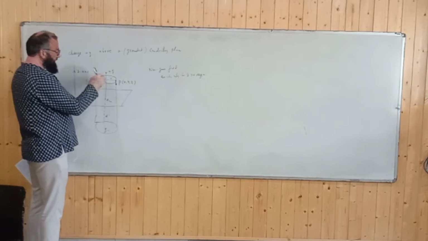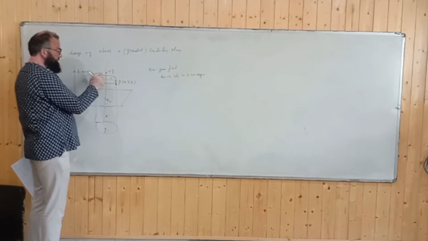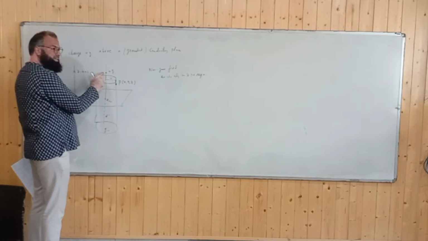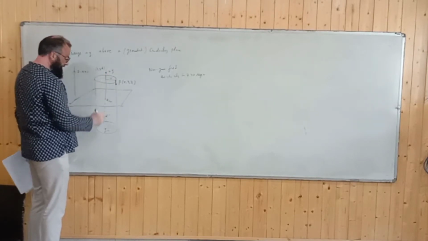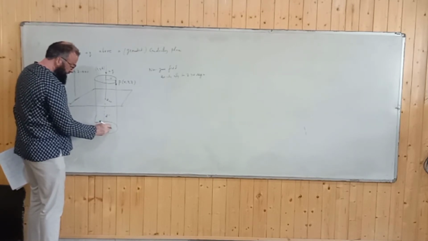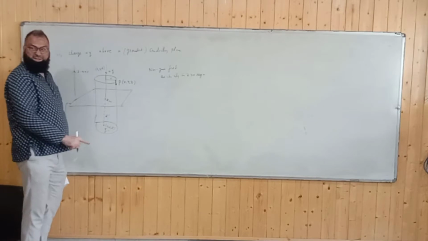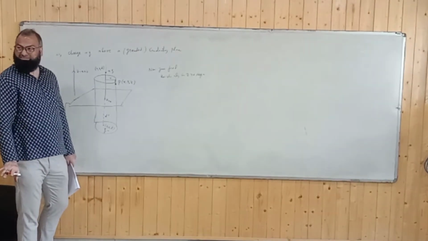Now tell me, what are the coordinates of this very charge? 0, 0, d. And what are the coordinates of the image charge? 0, 0, d prime. These are the coordinates.